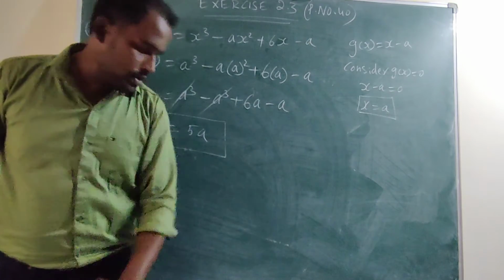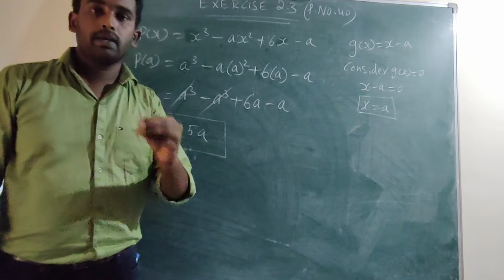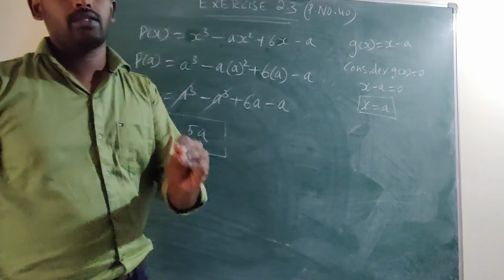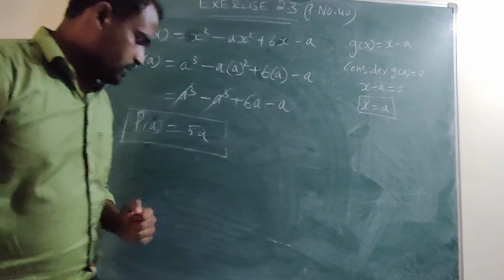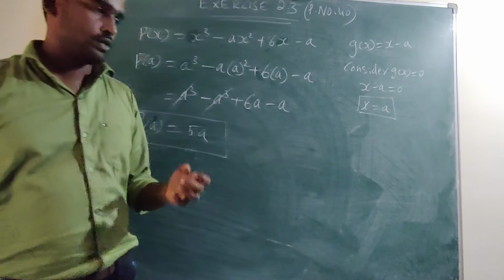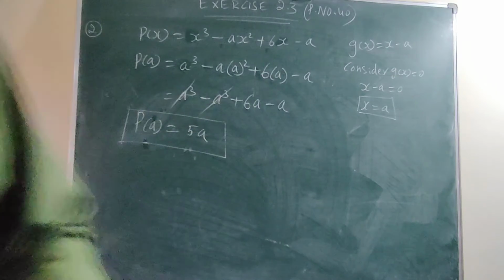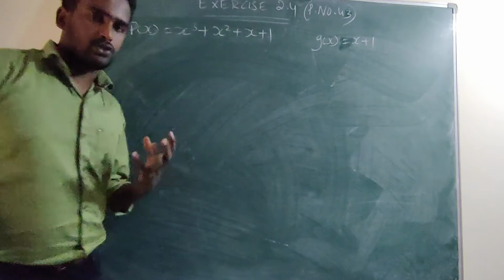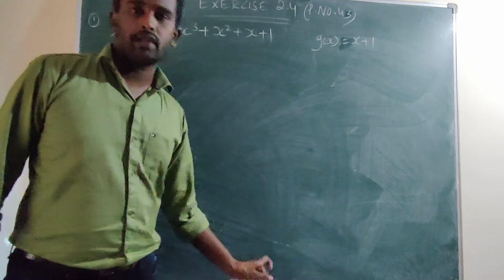Question number third one is homework. Please try to solve that particular sum. If you have any doubt, please ask me. Thank you, students. Next topic is factor theorem. Please note down. Okay, fine, students. Next one is based on factor theorem.